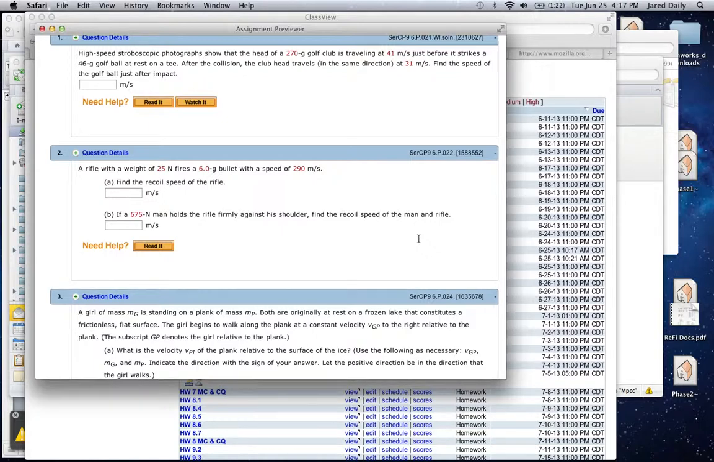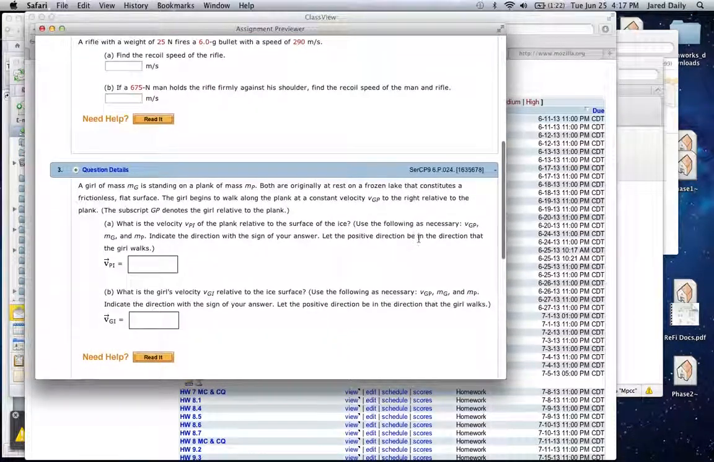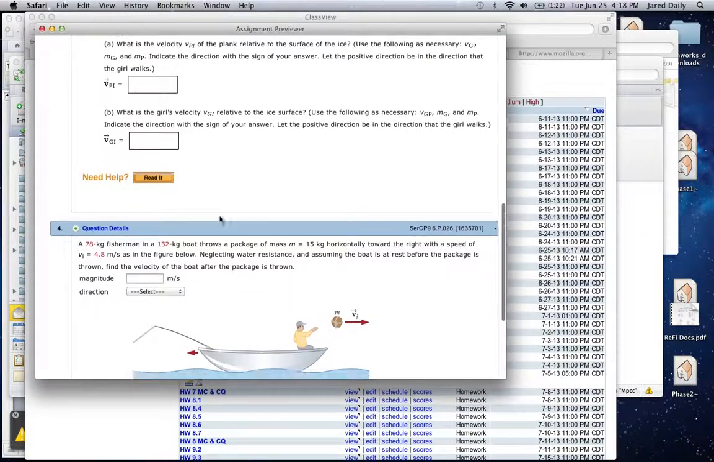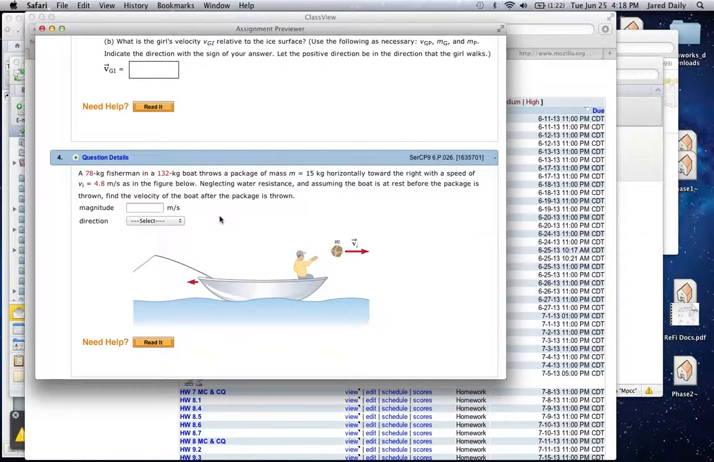Let's see, a girl of mass mg is standing on a plank of mass mp, both at rest on a frozen lake, so this is similar to shooting the arrow on a lake. And there's originally a rest. The total momentum of the system initially is 0. And so it's very much like firing the arrow for the first time on the lake. We're going to push the block in one direction, and the girl's going to go sliding in the other direction. Conservation of momentum. But all the initial stuff is equal to 0.